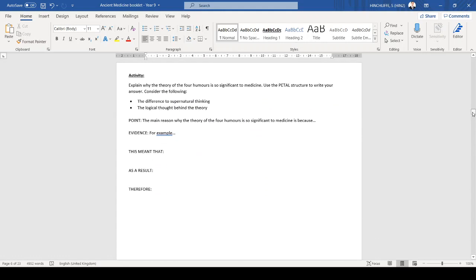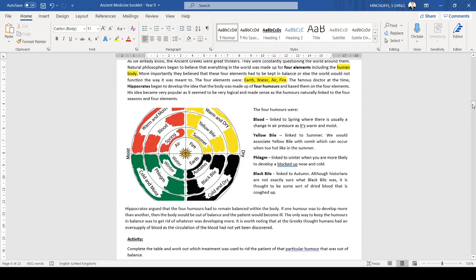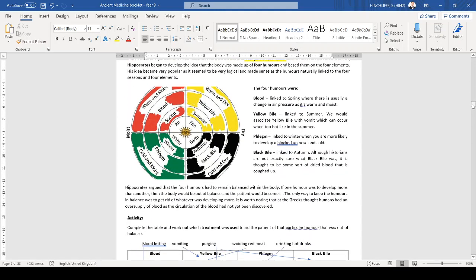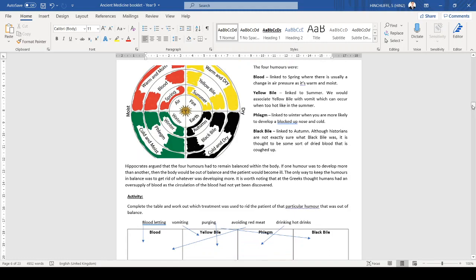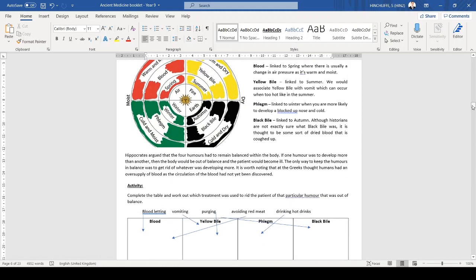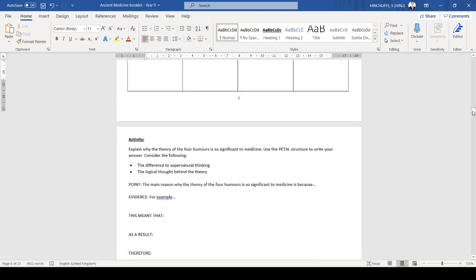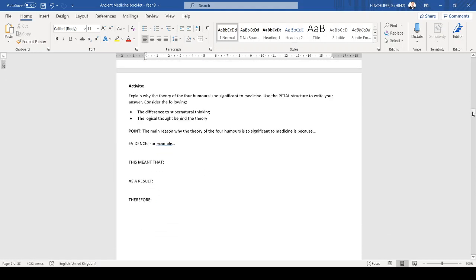Okay, so what you need to do once you've got an idea about what the theory is, and what I recommend you do, is go through the reading here, because there is a lot of information that I appreciate you've just had to listen to. And there's quite a lot going on. Just go over the reading again, make sure you understand the theory. And the last activity here is, why was it significant then?